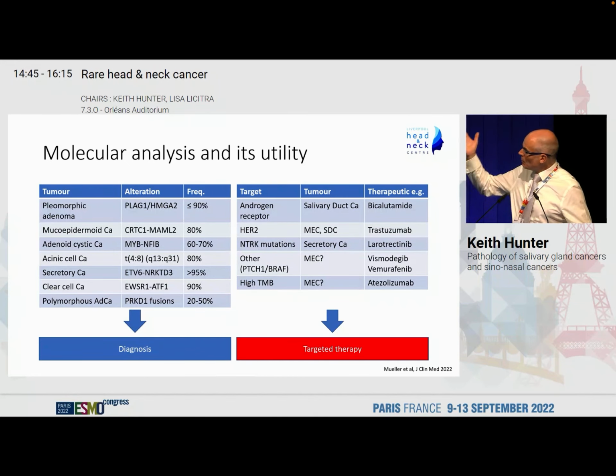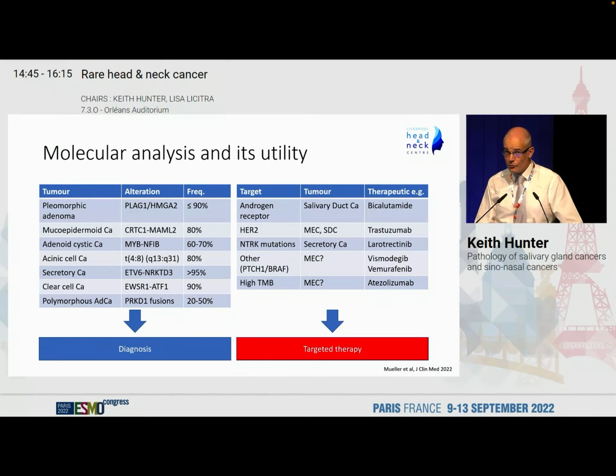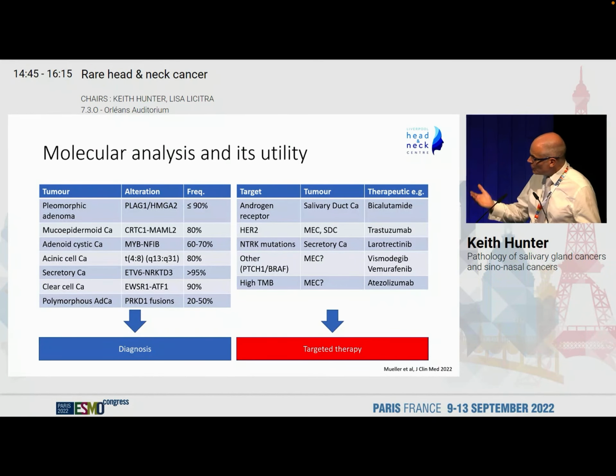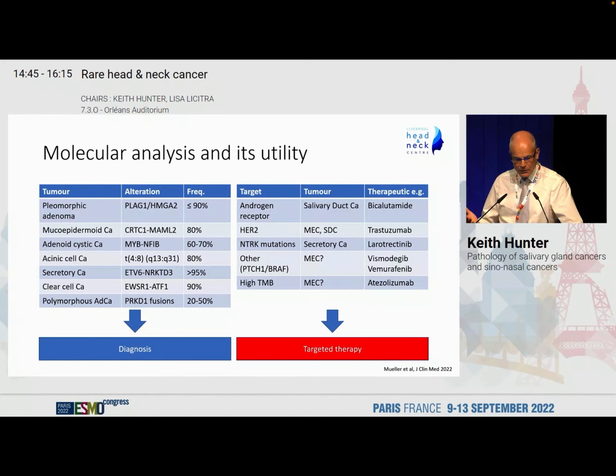Pleomorphic adenoma has common PLAG1 alterations, also seen very commonly in salivary duct carcinoma, but that's perhaps something for discussion. There is the well-trodden path of mucoepidermal carcinoma and MAML2, and those more recently described ones, including the very recently described PRKD1 fusions in polymorphous adenocarcinoma. And we can use them at times to aid us in diagnosis.